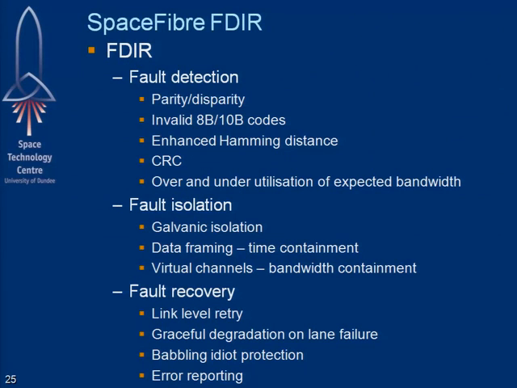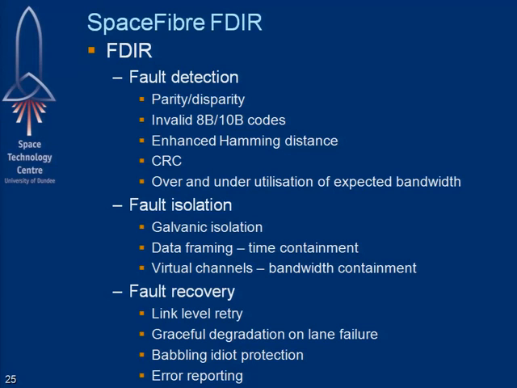So first of all, there's fault detection. We use parity, or disparity as it's called in 8B/10B encoding, for detecting some errors. We can detect the invalid 8B/10B codes. So the 10 bits give you 1,024 possibilities. Of those, we're only using 256 data values plus another 12 codes. All the other codes are invalid. So if you find one of those on your link, then you can detect that as being invalid.